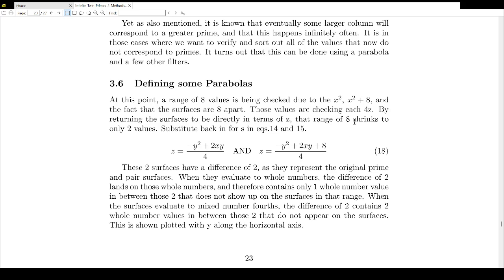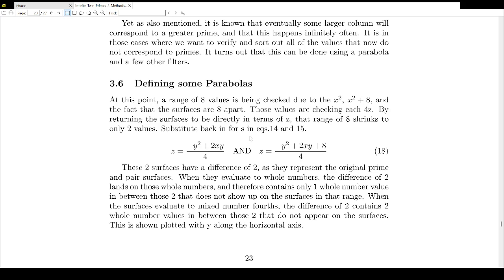That range of 8 shrinks to only 2 values. Because we made that substitution from s to 4z, when we return the surfaces to just looking for z, that range of 8 is 8 divided by 4. There's only 2 values that we're checking that meet the requirement on a scaled down version of those surfaces.